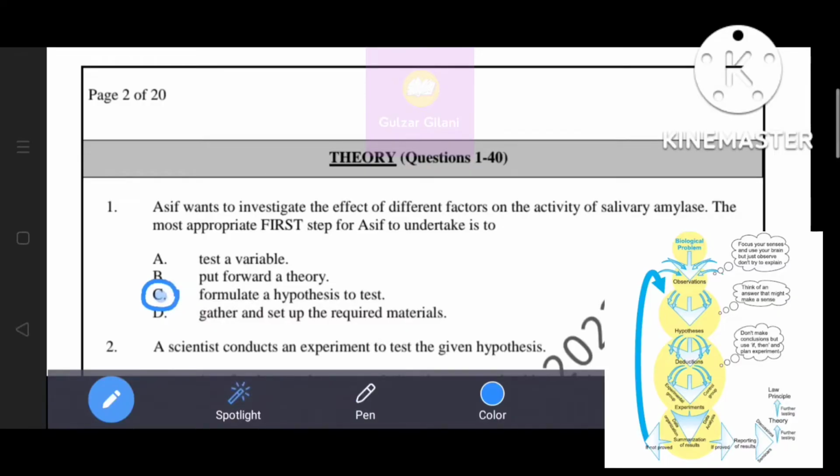बाकी सारे ऑप्शंस हाइपोथेसिस फॉर्मुलेट होने के बाद लिए जाते हैं, that is test a variable, put forward a theory, gather and set up the required materials. That's why correct answer is option C. The first step for Asif to undertake is to formulate a hypothesis to test. Means option C is the correct answer.